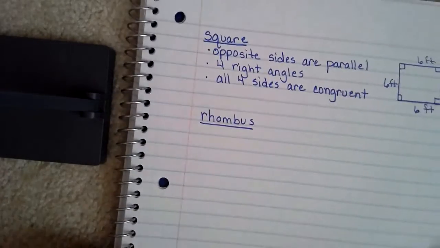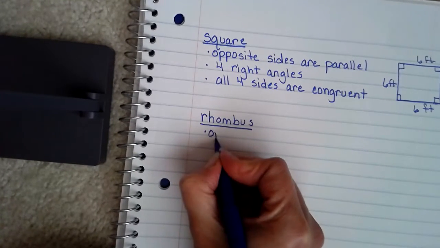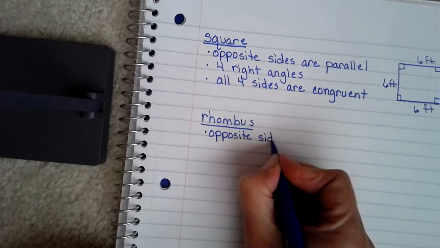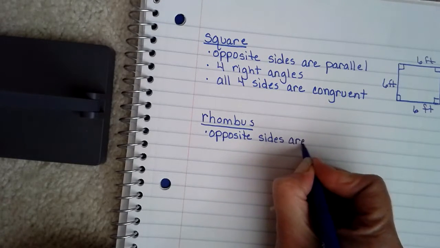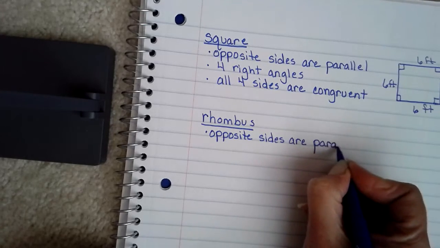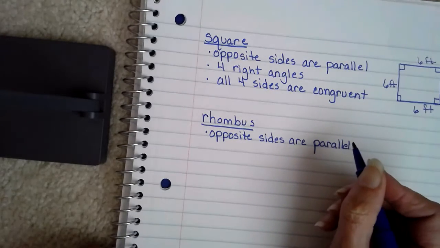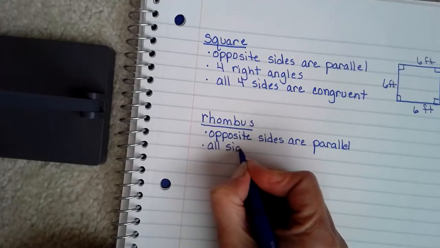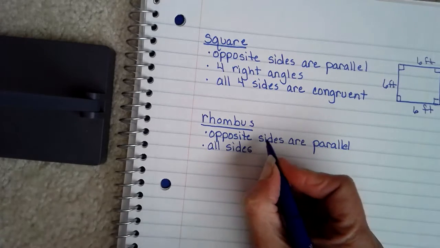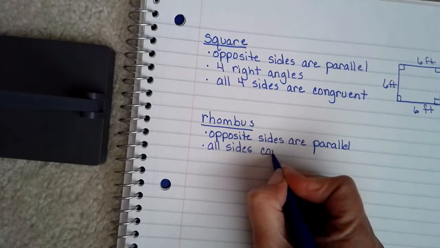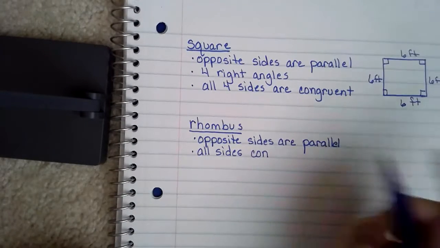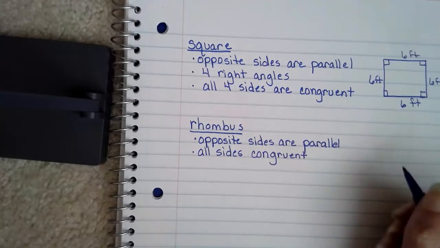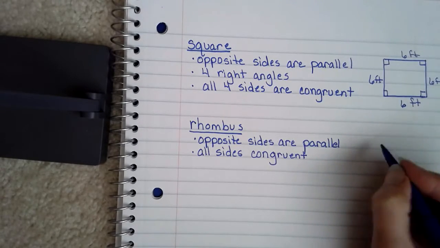All right, a rhombus. So it starts off the same. Opposite sides are parallel. Okay, and all sides are congruent. But what do you notice is missing in here? It sounds a lot like the square, but what makes it different than the square? And if you said, well, it's because it doesn't have four right angles, then you're right.